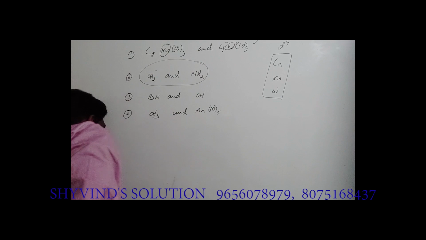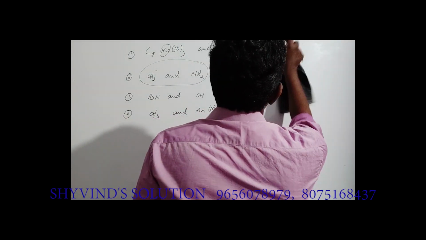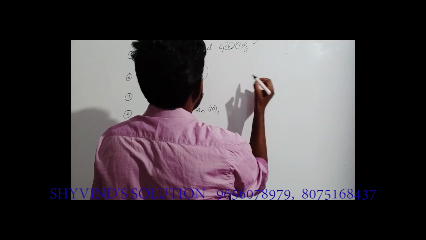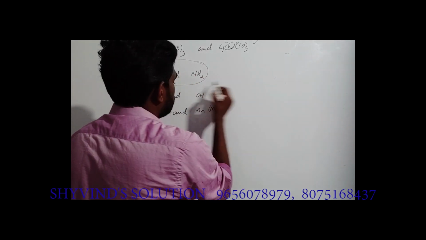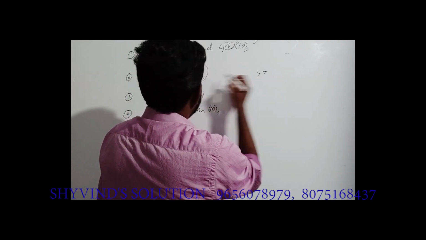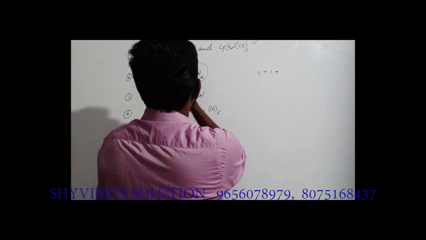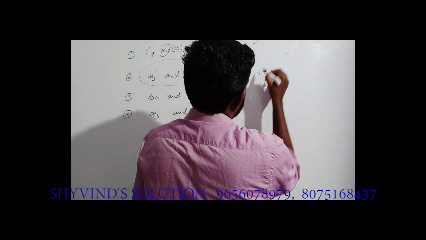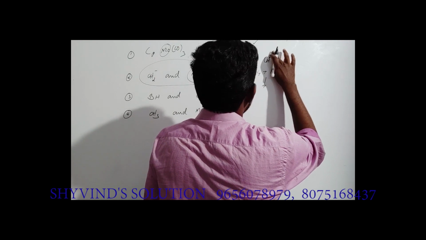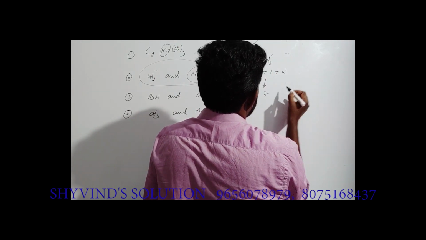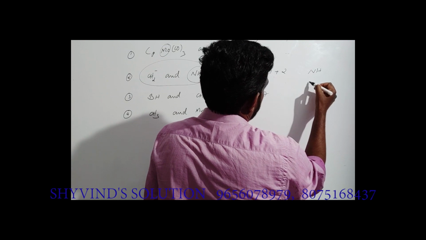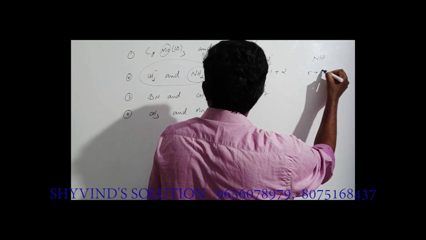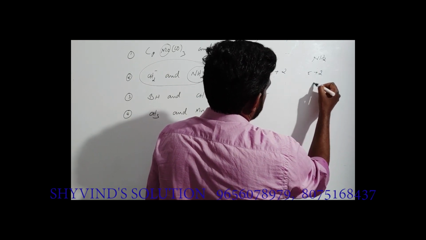Now the second option. CH2 minus is given, so the number of electrons in the outermost orbital of carbon is 4, plus 1 electron for the negative charge, plus 2 electrons from the two hydrogens, so we have 7 electrons. And for NH2, nitrogen has 5 plus 2, so 7 electrons.